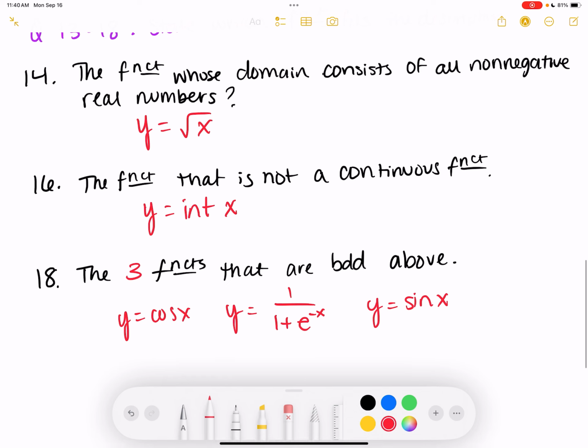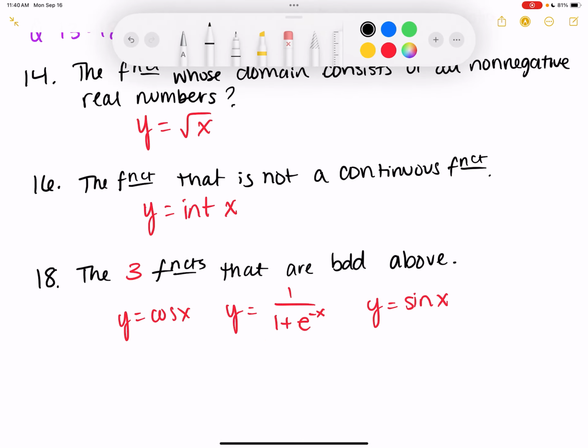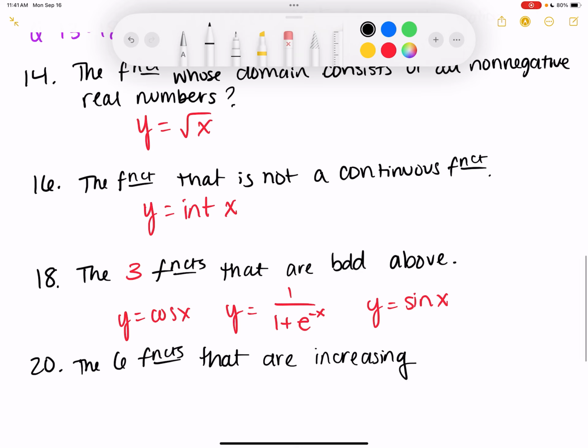Okay. Moving into the next ones, these ones just say to identify which of the 12 functions fit the description given. So 20, the 6 functions that are increasing on the entire domain. Increasing means that as x is getting bigger, the y value is also getting bigger.